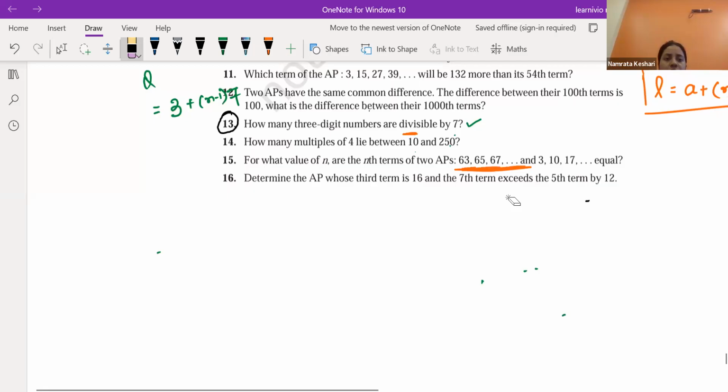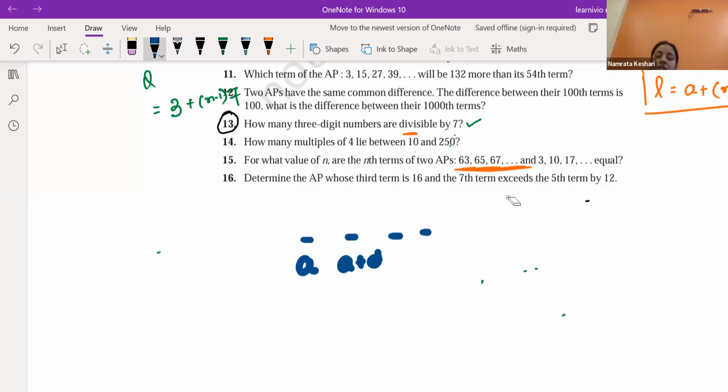What we have to do over here, the question says: determine the AP. You have to write the AP. You can write the AP if you know the first term and the common difference. This type of question you have already done: the first term is A, next is A plus D, next is A plus 2D. So if we know A and D, then determining the AP is not a big deal.